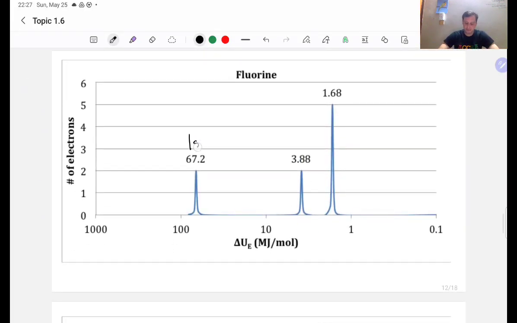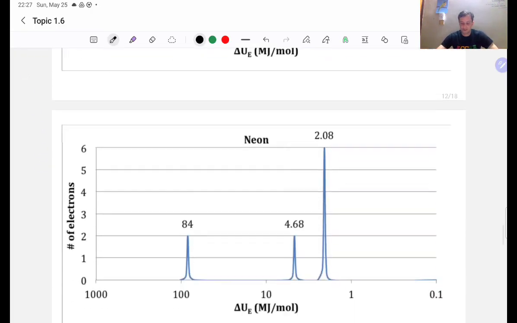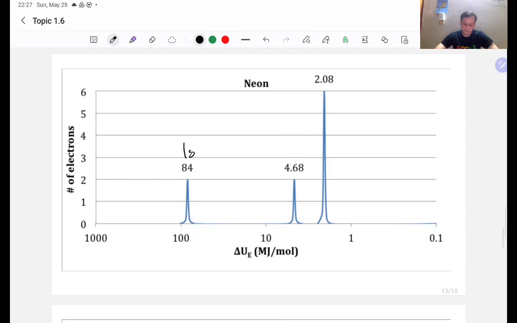Okay? Then I have 1s2, 2s2, 2p5 with fluorine, right? That peak's getting bigger as there are more electrons. Now, with neon, 1s2, 2s2, 2p6. Hopefully you see, you don't have to memorize what the peaks look like for every element. If you just reason through, okay, for this left, that has to be 1s2, right?